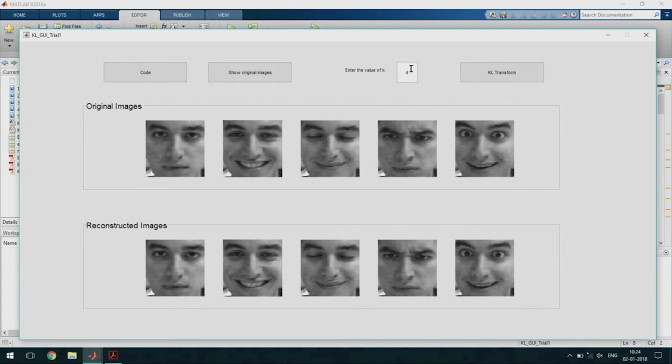So, let us see what happens if we increase the value of k beyond 4. Let me use say 40. We see that even after taking 40 dominant eigenvalues and vectors into consideration, there is not much difference in the reconstructed images that we obtain. So, this shows that by using only the dominant k eigenvalues, we will be able to reconstruct the images.